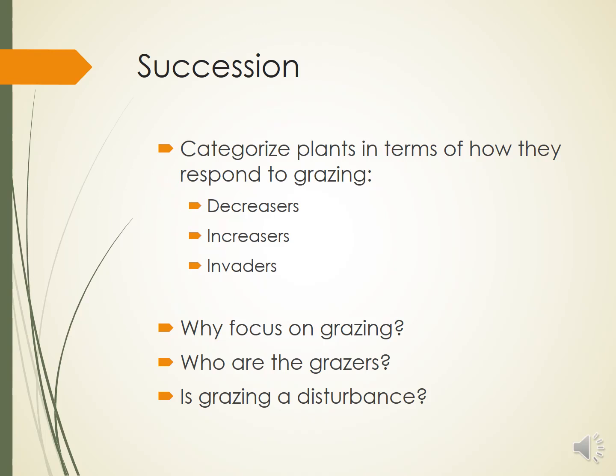So grazing is a disturbance in that animals are removing plant material, they're at the same time trampling plant material, and disturbing the soil, which is going to favor some plants over others.